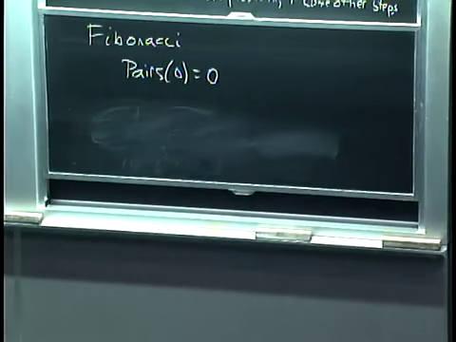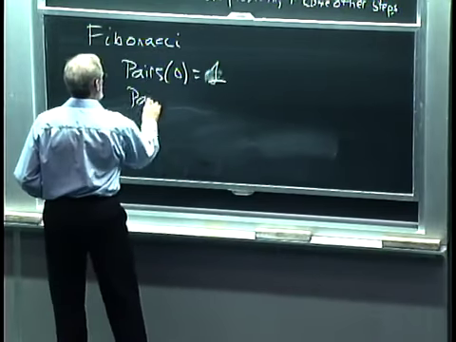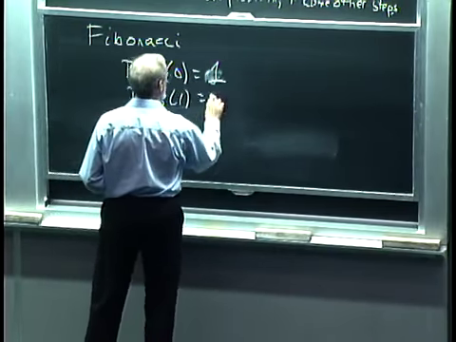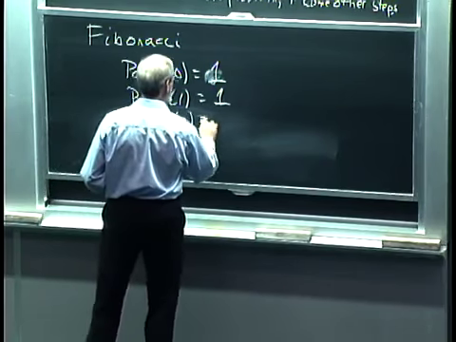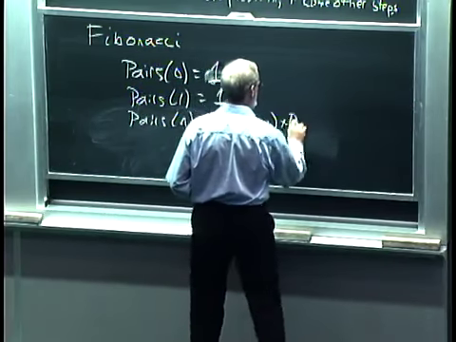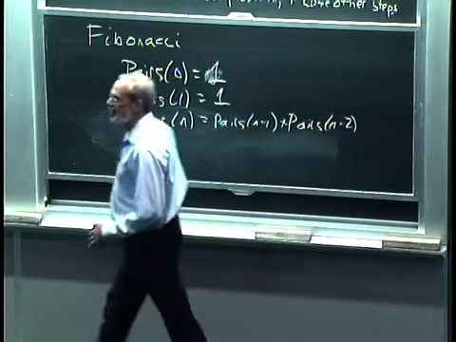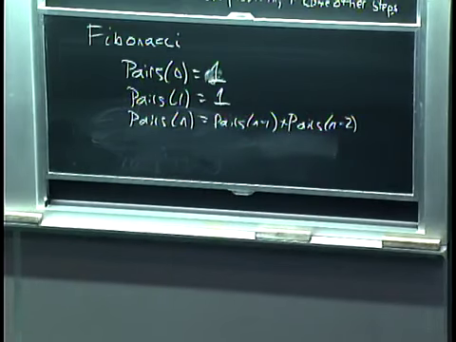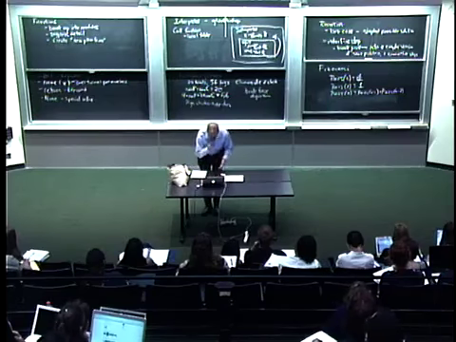We're going to let pairs of 0, the number of pairs at month 0, actually not be 0, be 1. We'll let the number of pairs at month 1 be 1. And then the number of pairs at month n is the number of pairs at month n minus 1 plus the number of pairs at month n minus 2. Sum of the previous two. And if I write Fibonacci, you'll see it right there.